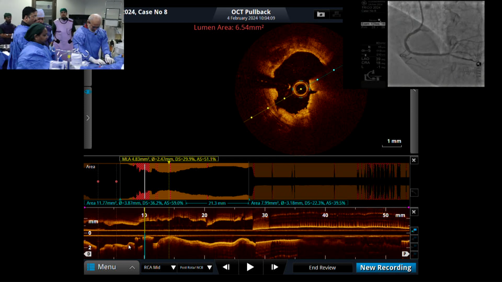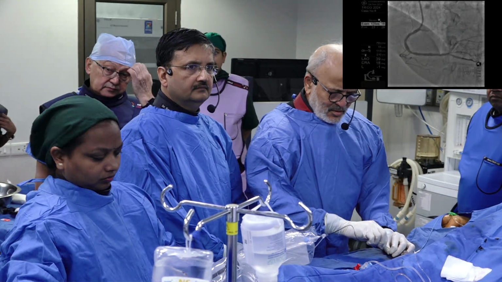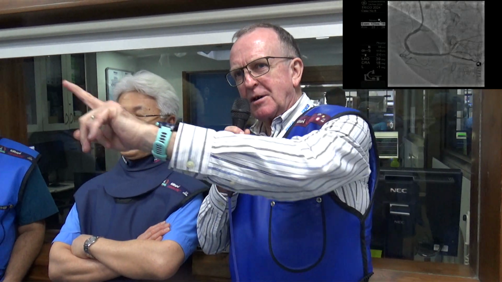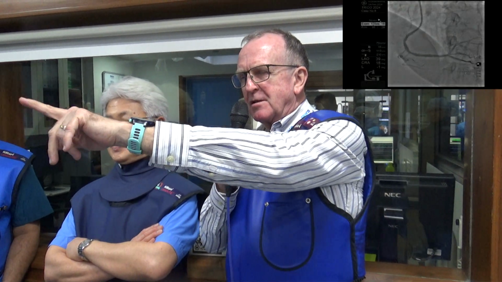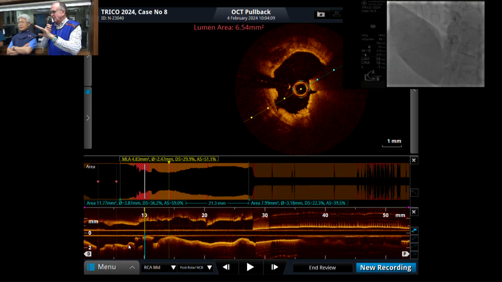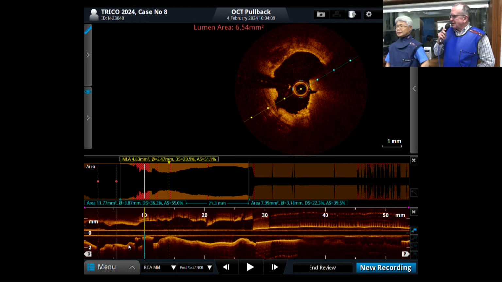Any comment? No, actually my only comment was I kept thinking this was a bigger vessel angiographically, but I realize now that you're on 15 centimeter field of view rather than the 20 or 22 centimeter that we often use in the United States. But the OCT recalibrated my mind.